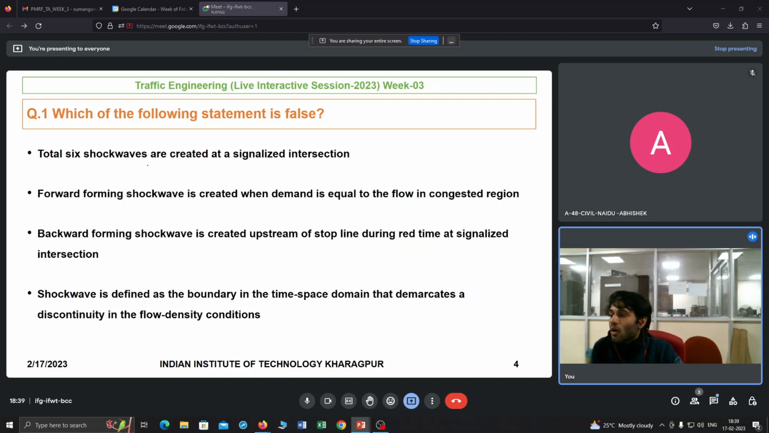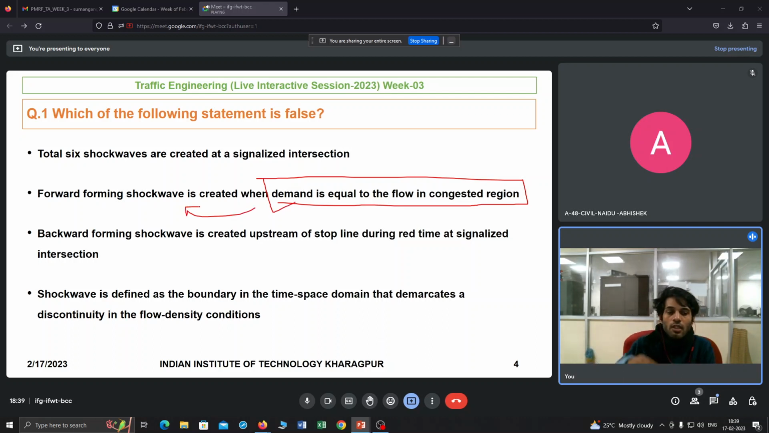In this scenario, whenever demand is equal to the flow in the congested region, what kind of shockwave is usually created? Tell me, because you are saying this is false. What kind of shockwave may be created when the demand is equal to the flow in the congested region? If you want a hint, it is stationary. What kind of stationary? Is it frontal stationary or rear stationary?